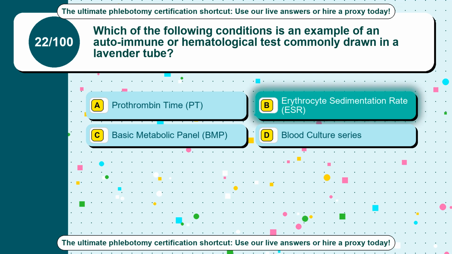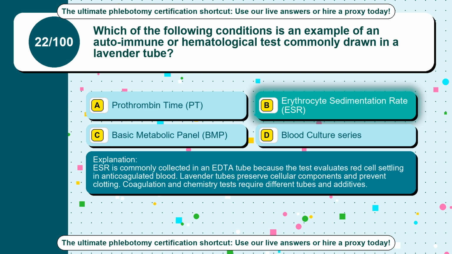The correct answer is option B. Erythrocyte sedimentation rate, ESR. ESR is commonly collected in an EDTA tube because the test evaluates red cell settling in anticoagulated blood. Lavender tubes preserve cellular components and prevent clotting. Coagulation and chemistry tests require different tubes and additives.